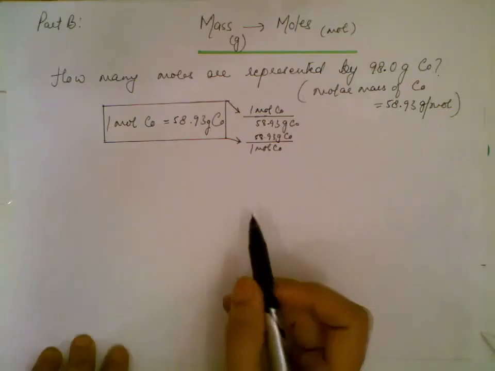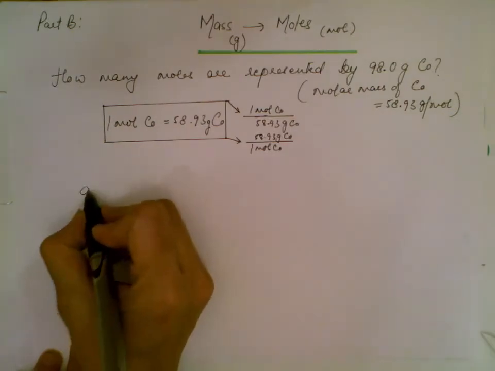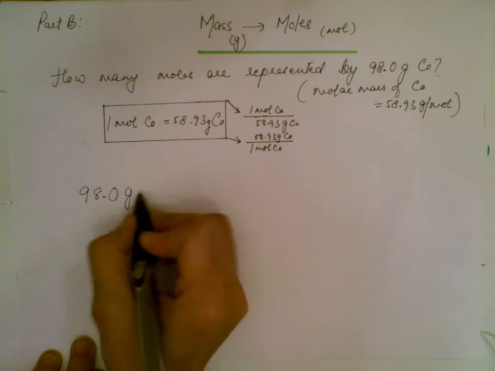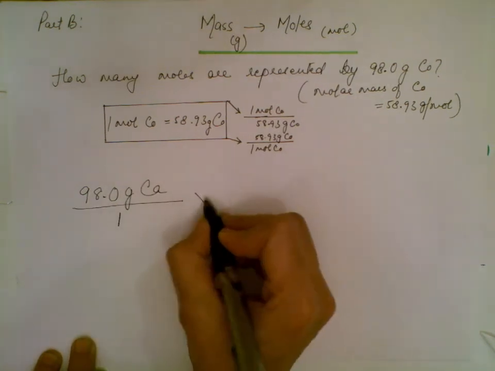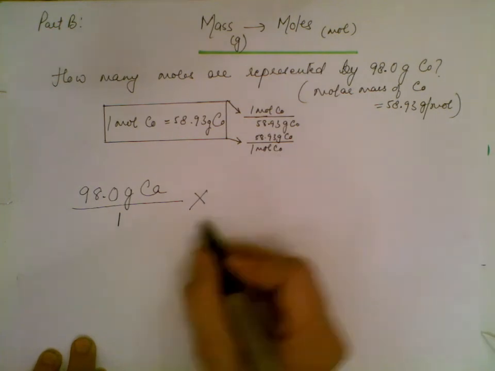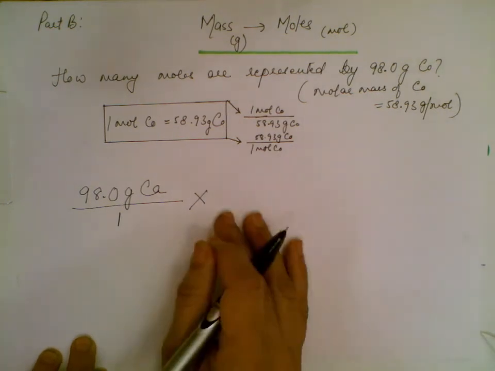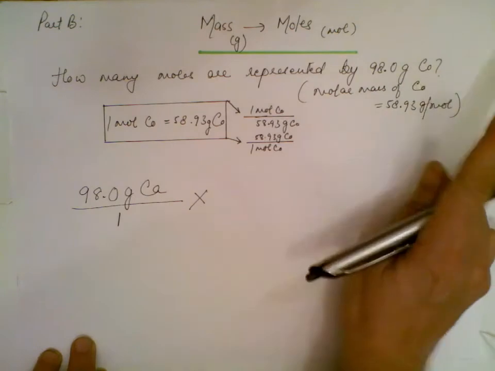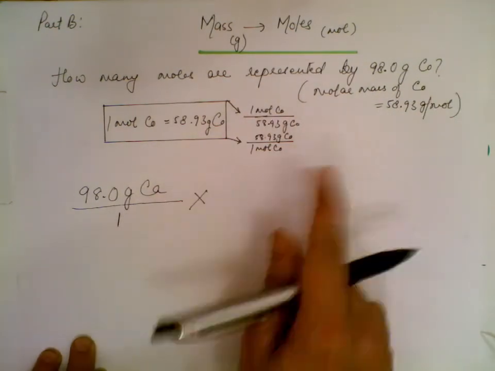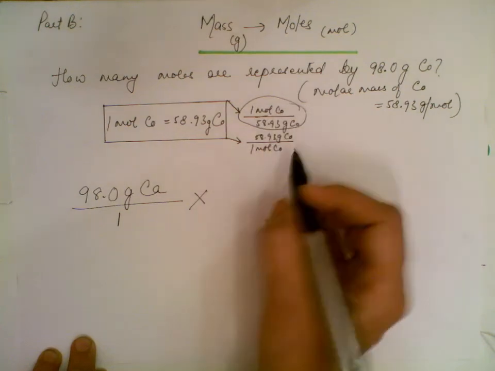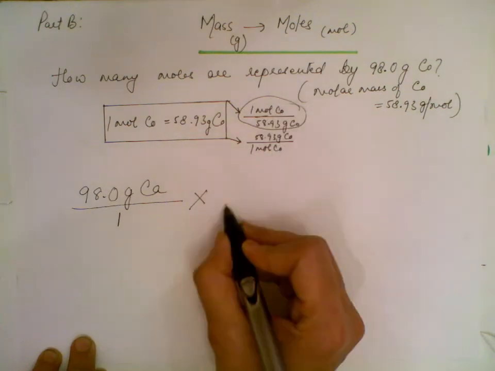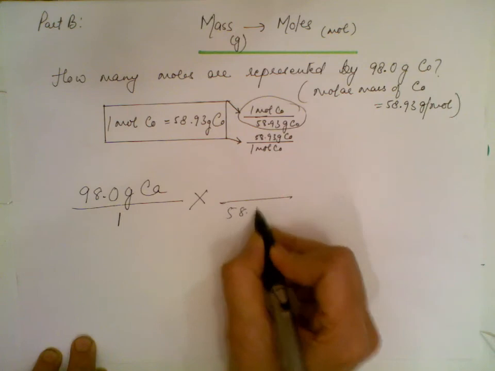Let's start out with what is given in this problem: 98.0 grams of cobalt. Here, what do I not want in this question? What do I want finally? I want moles in my answer. So moles at the top, and I want to get rid of grams, so grams at the bottom.